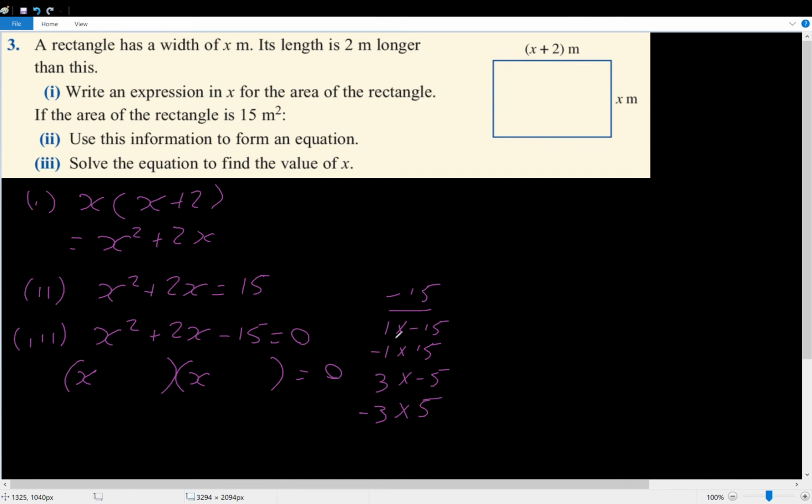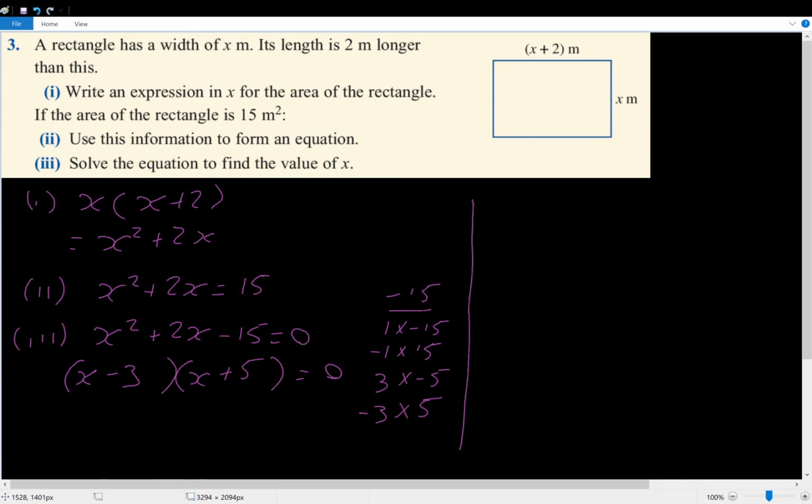So let's check them all out. 1 minus 15 is minus 14, so that's no use to us. Minus 1 plus 15 is 14, also no use. 3 minus 5 is minus 2, so we're close, but we need plus 2. But minus 3 plus 5 will give us plus 2. So we're going to put minus 3 there, and plus 5 there. Now we've got our equation factored out.